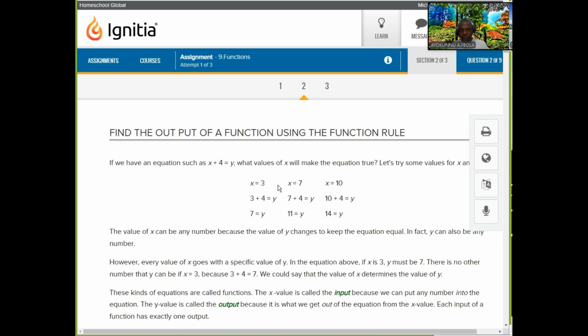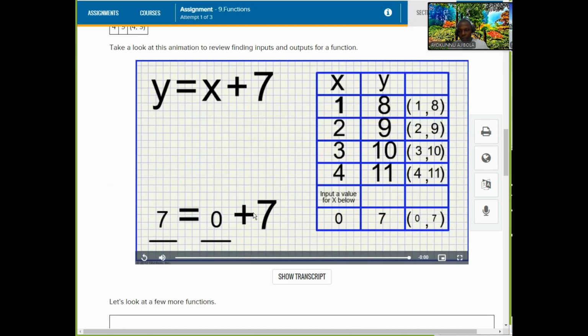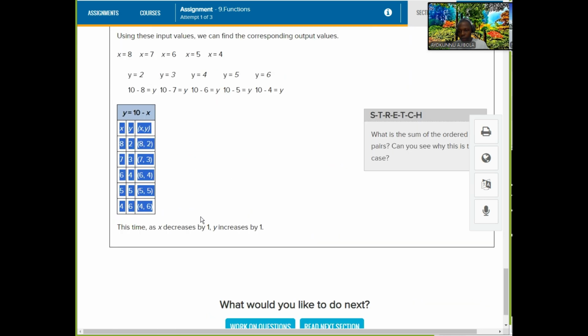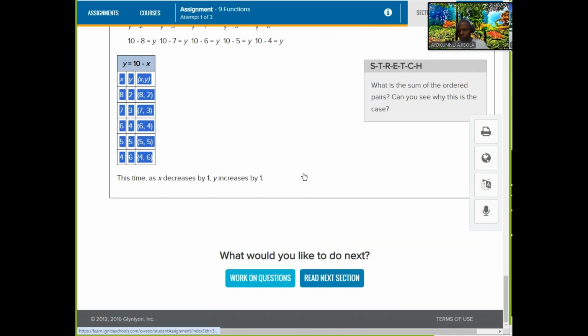Okay, so let's go to the last section there. Let's go to the next section.